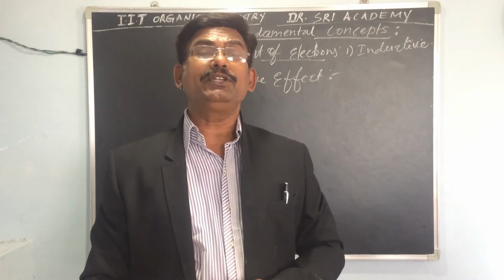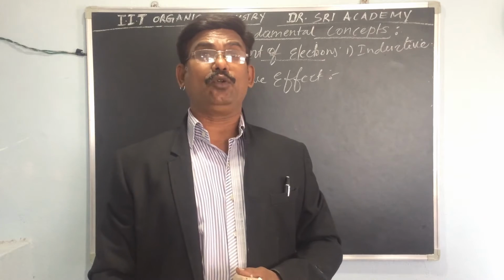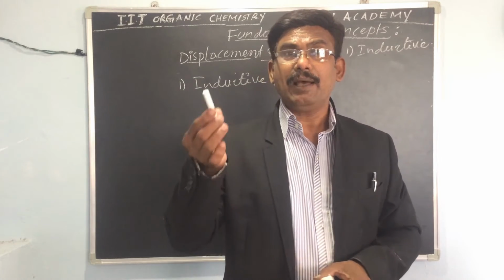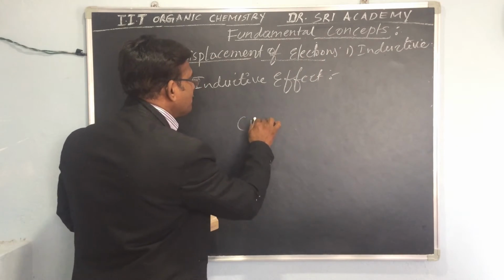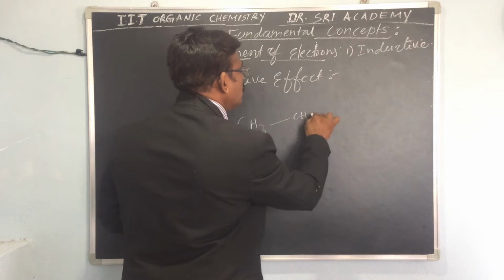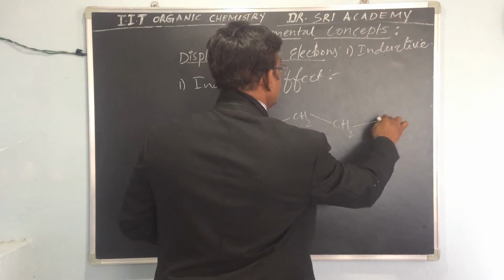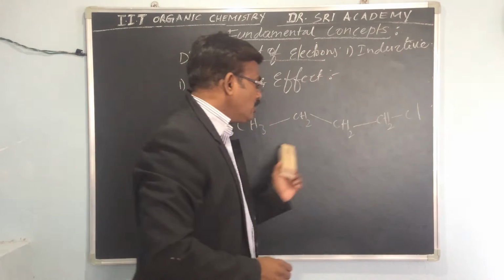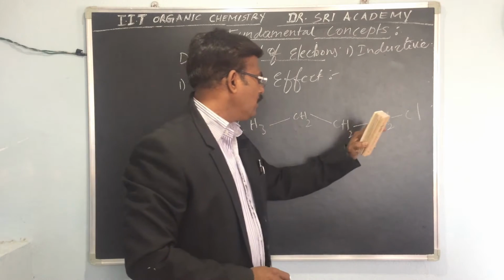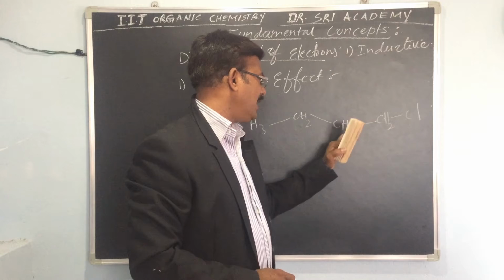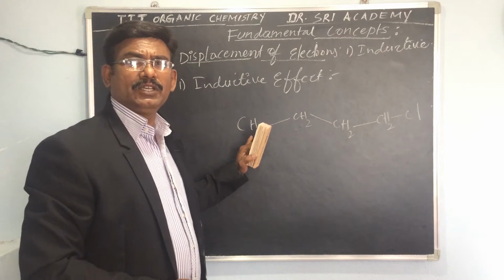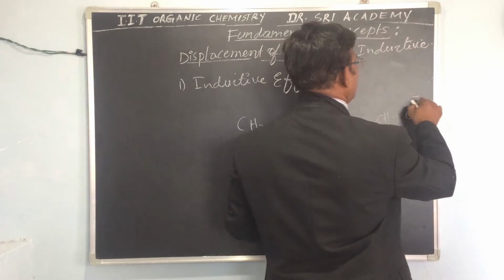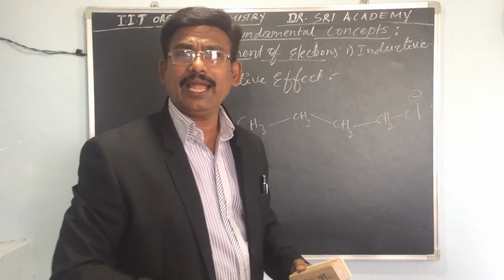If you look at an example, that will be very nice. Butyl chloride is the best example. Butyl chloride is CH3, CH2, CH2, CH2, Cl, carbons 1, 2, 3, 4. Among these, which one is the more electronegative atom? The chlorine is definitely more electronegative than the carbon and hydrogen.